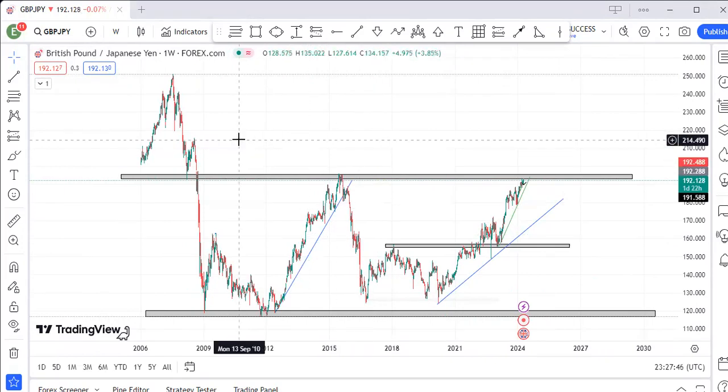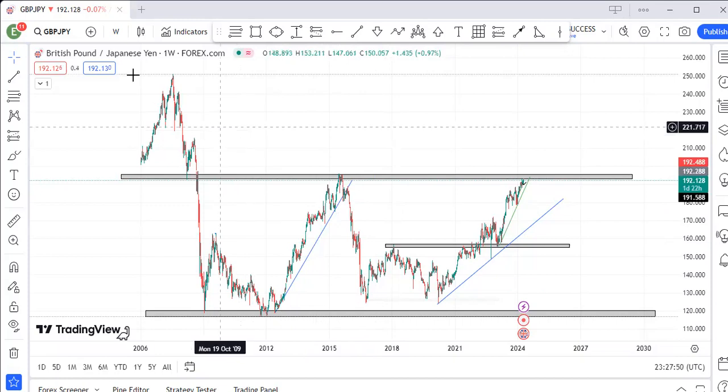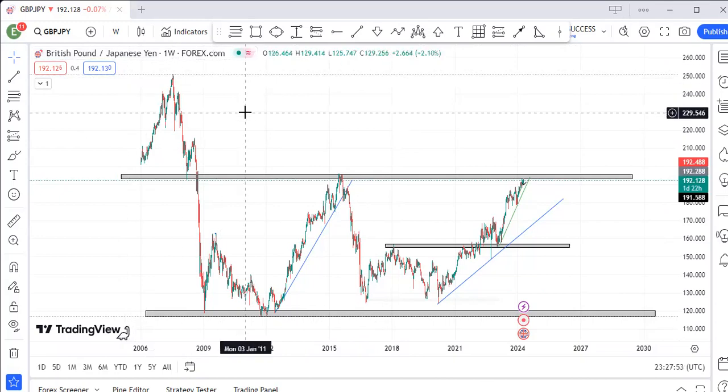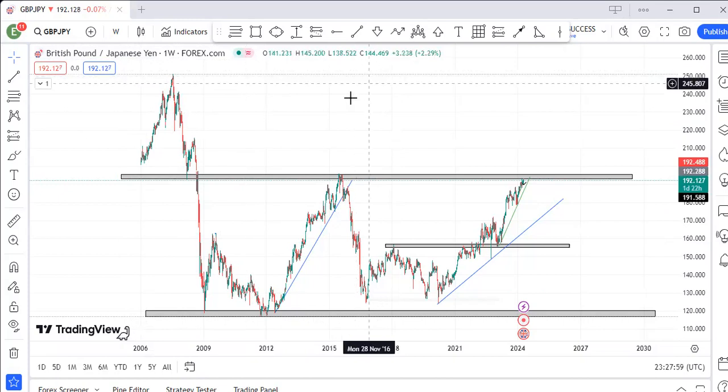So we are starting. This is what GBPJPY looks like on the 1 week time frame. You can see on the 1 week time frame, this is what it looks like. I actually say that it's not giving a clear trend. So let me show you what I mean.